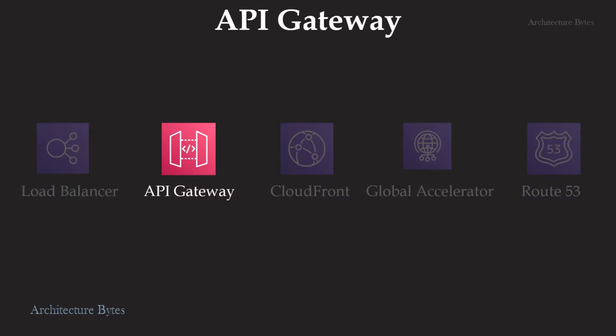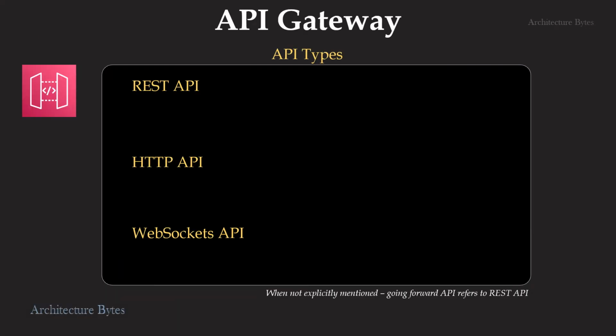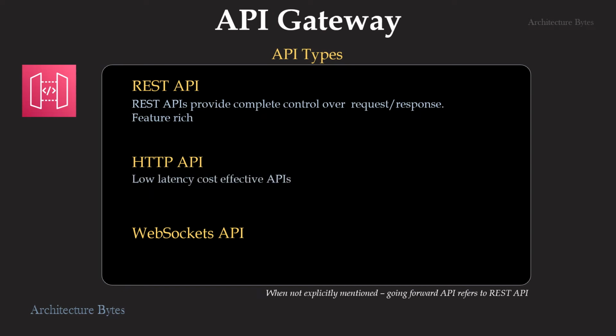Now that we have covered AWS load balancers, it's time to look at API gateway. Broadly speaking, there are three kinds of APIs you can create: REST APIs, HTTP APIs, and WebSockets APIs. REST APIs provide you complete control over request response and are feature rich. HTTP APIs are low latency, cost effective APIs, while WebSocket APIs are used for persistent connections for real time use cases.